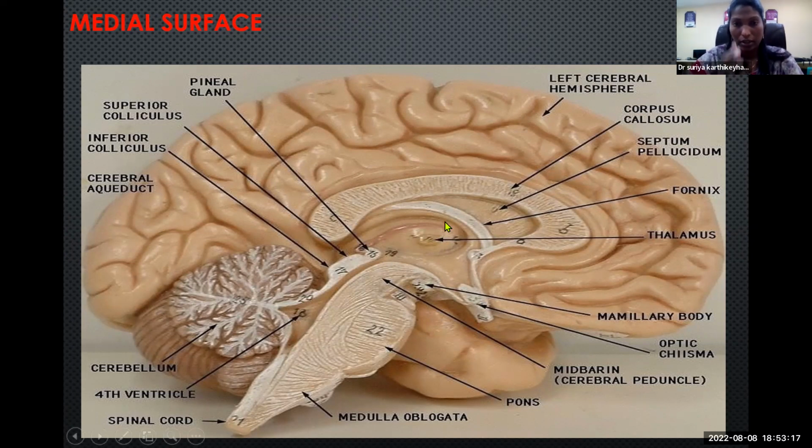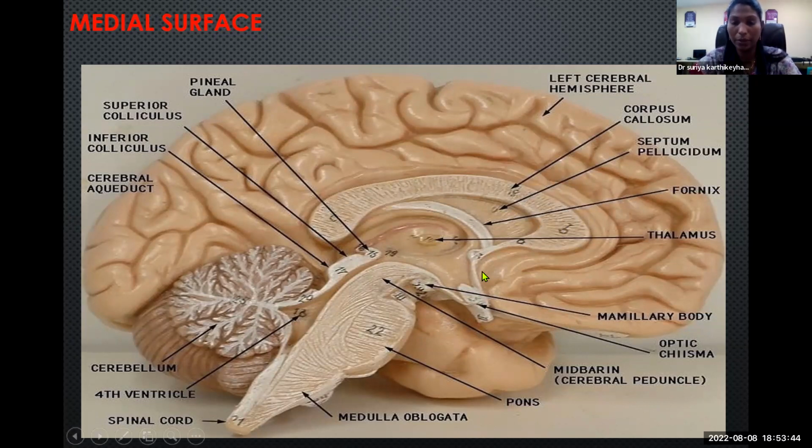So I'm going to talk about the medial surface of the brain. When we make a section along the medial surface, we have the two hemispheres. This is the occipital pole, and in front we have the frontal pole, and then this is the medial surface. And what is this? Corpus callosum.